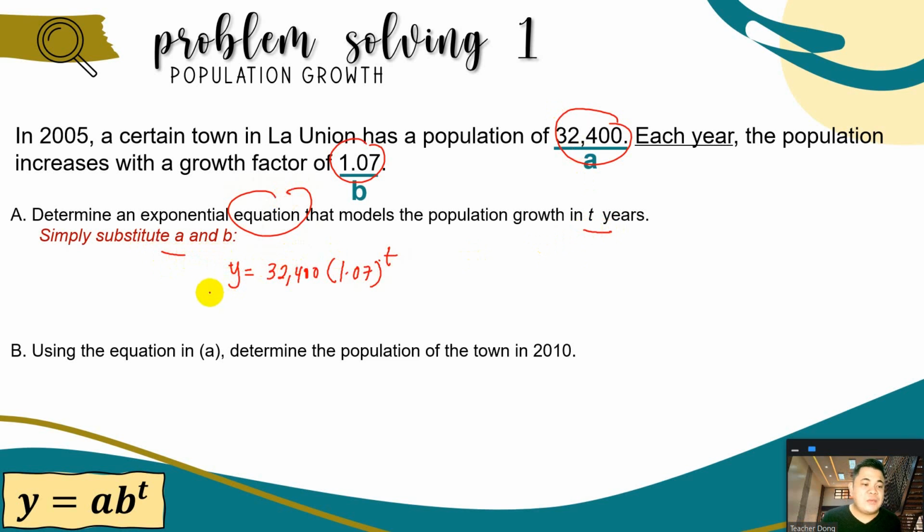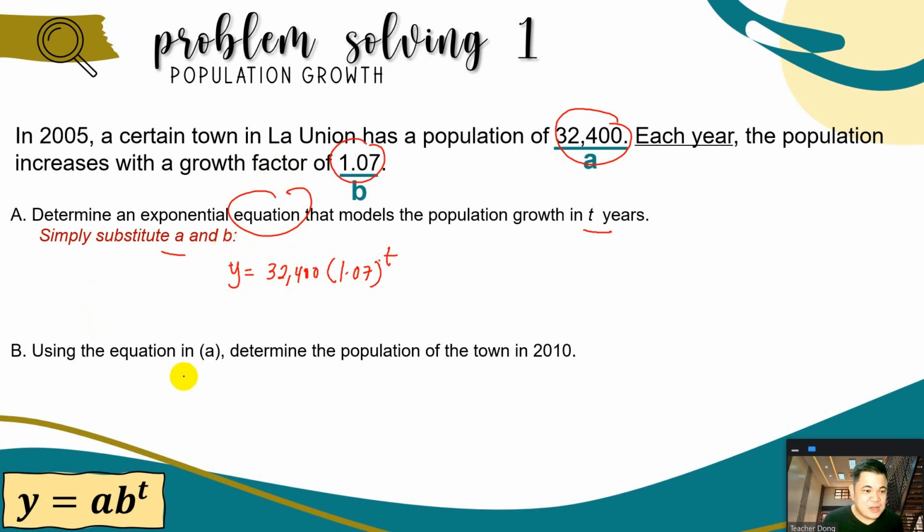Now, using the equation in A, determine the population of the town in 2010. Since we're talking about population, the final answer must be rounded to the nearest whole number because, let's say the answer is 10,000.5, we cannot count a person as a half, right? So that's why you have to round it to the nearest whole number.